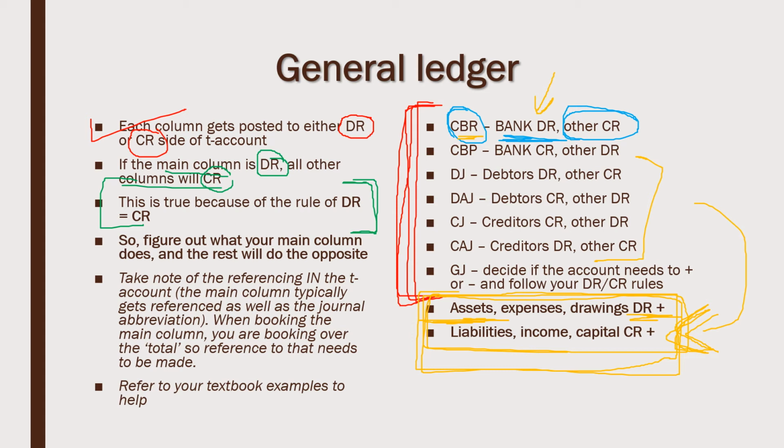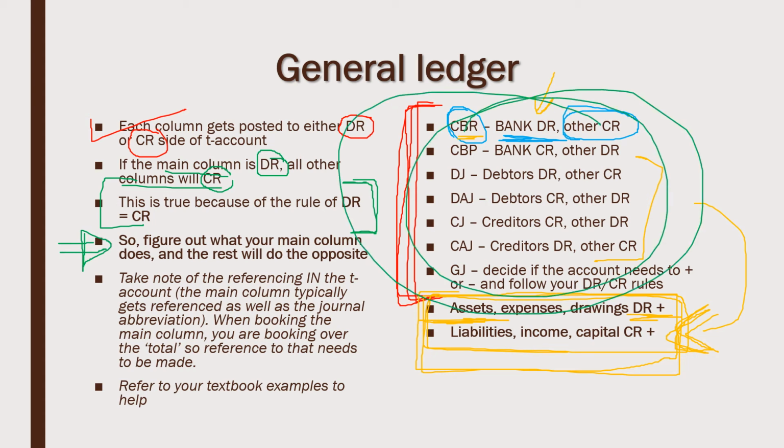So, a quick cheat: figure out what your main column does. What that means is I'm speaking about this system on the right here. Is your main column a debit or a credit? Figure that out using this yellow highlighted section. The rest of your journal will do the opposite. If your main column is credit, the rest of the journal will debit. If your main column is a debit, the rest will credit. That's how you figure out how to put the round figures in your general ledger.